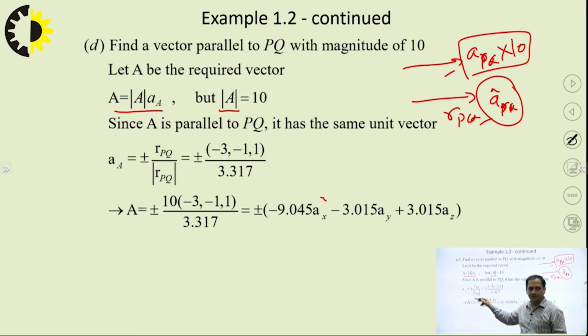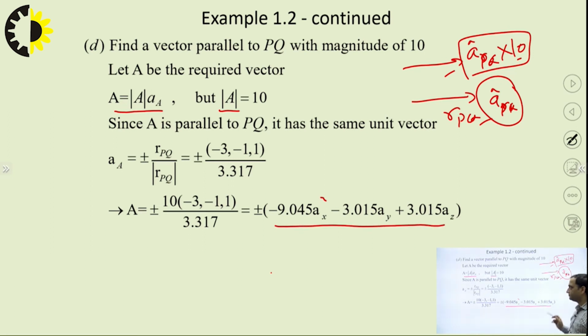RPQ divided by the magnitude of RPQ, right? This is a vector, and this is the magnitude of this one. Simply what we are doing is multiplying, and we get the vector A with the multiplication of 10. As I said, we find this one and we multiply it with 10. So in this case, we get the result.